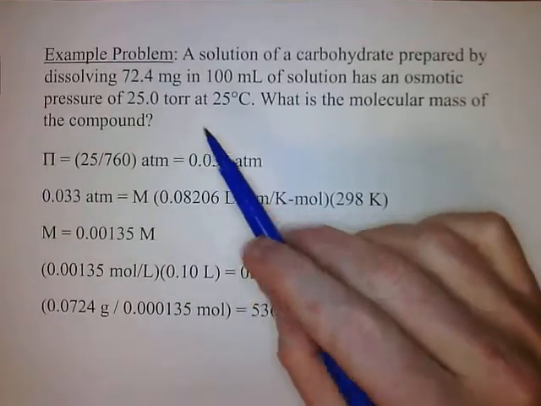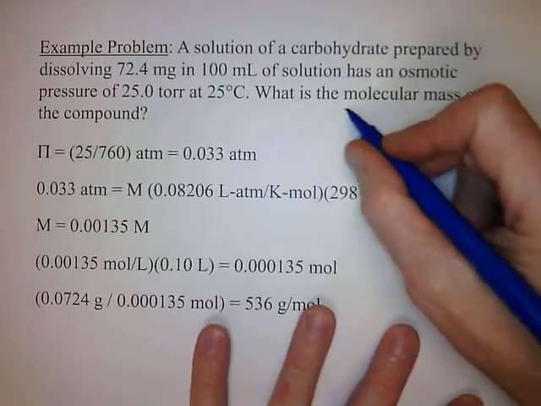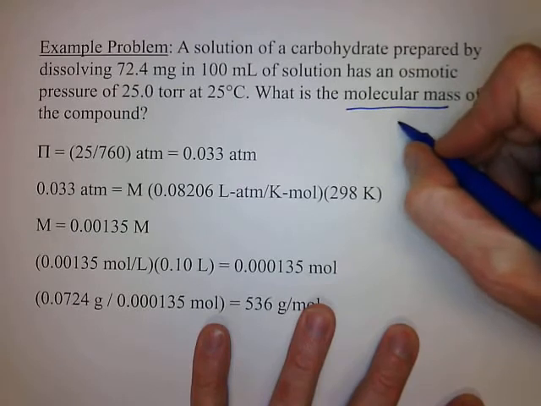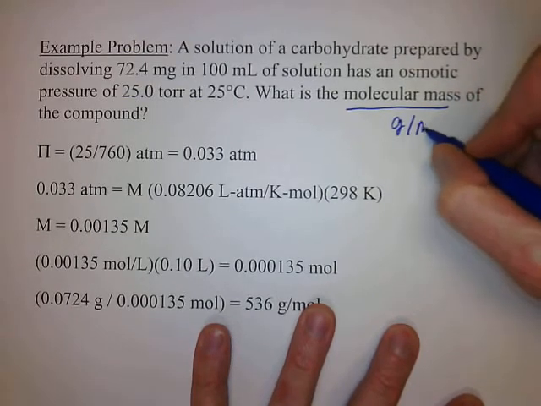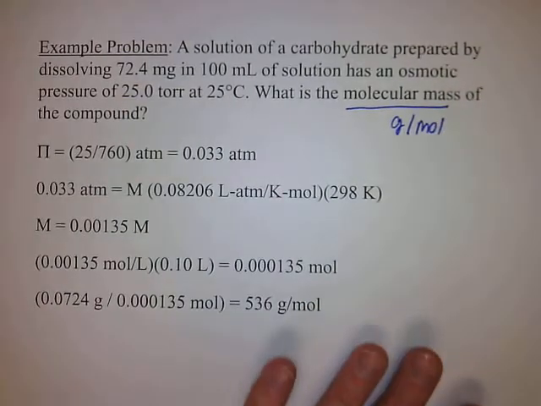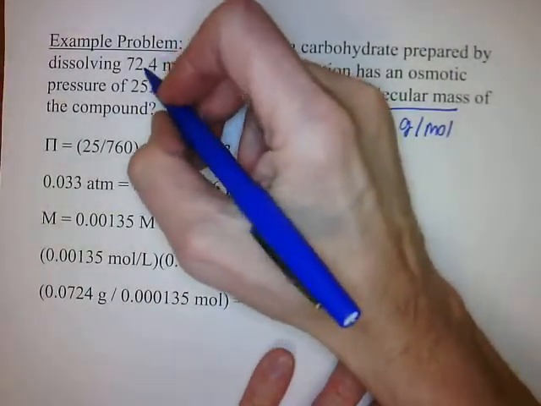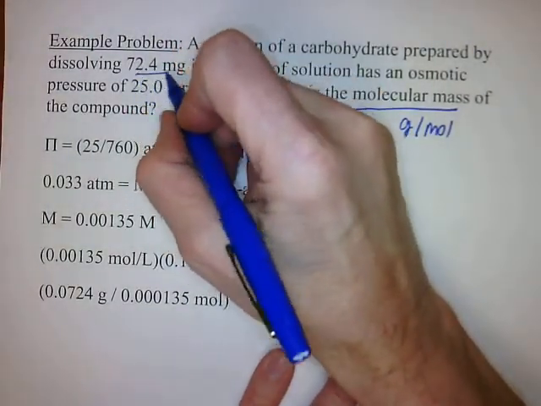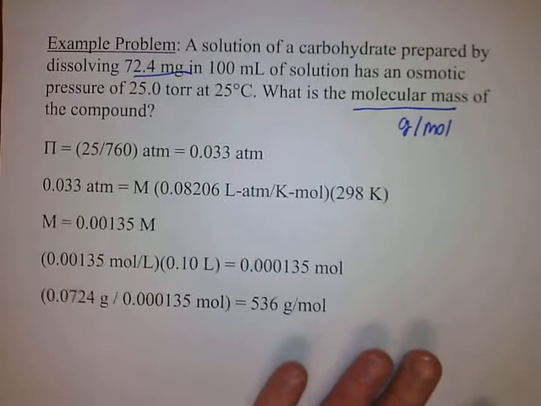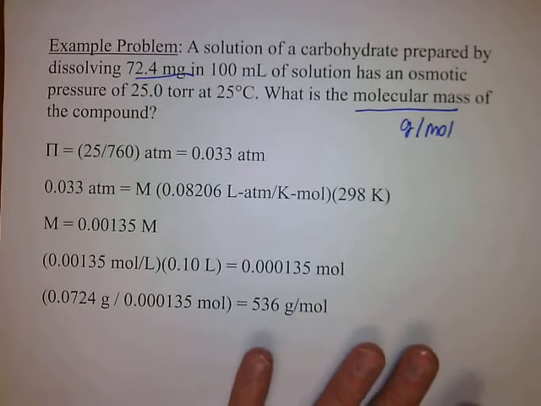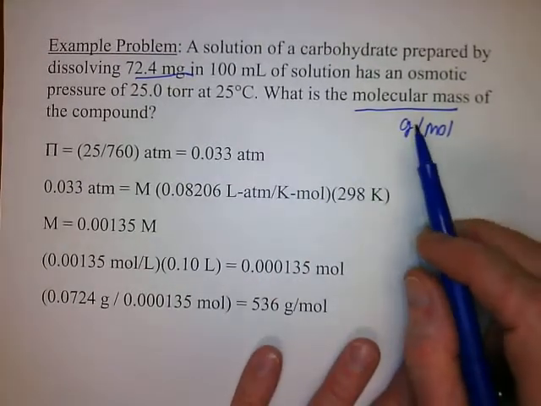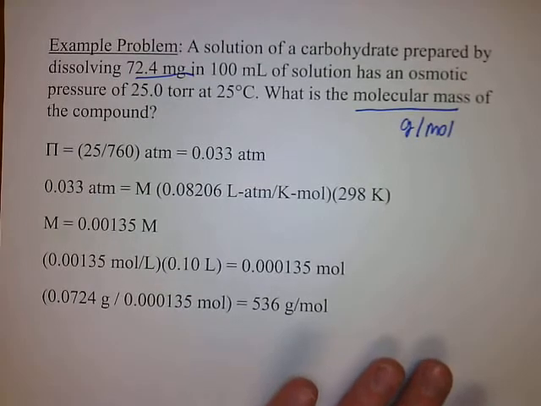Okay, so one more time, what are we after? Molar mass. Molar mass is grams over moles. Okay, so we know how many grams we're putting in. So we use the osmotic pressure ultimately to figure out the number of moles from which we can figure out the molar mass then, right?